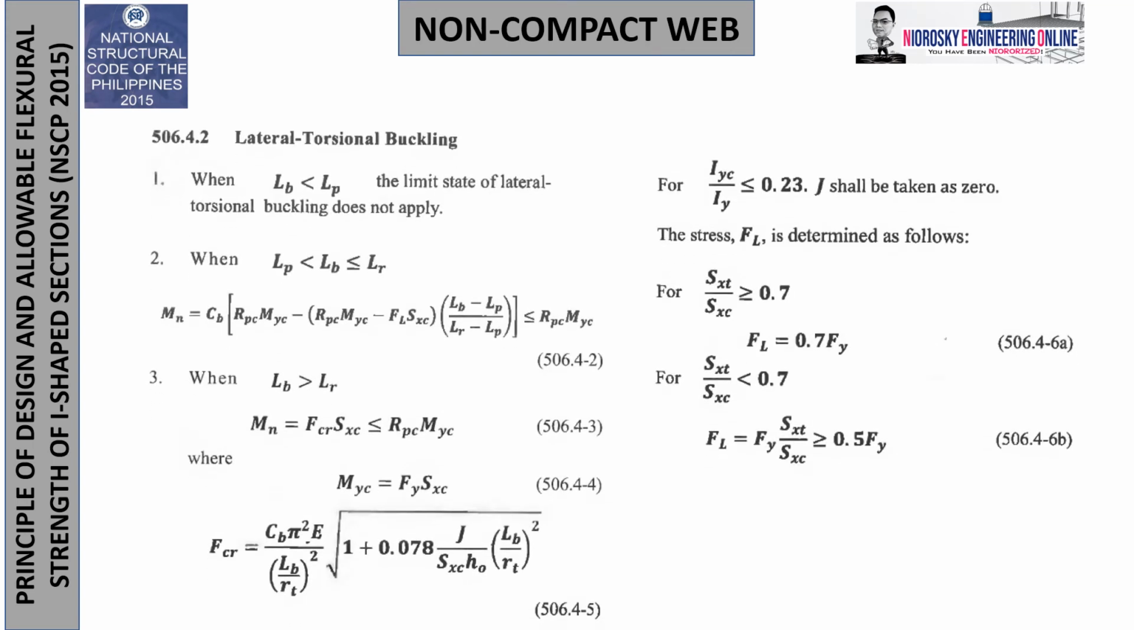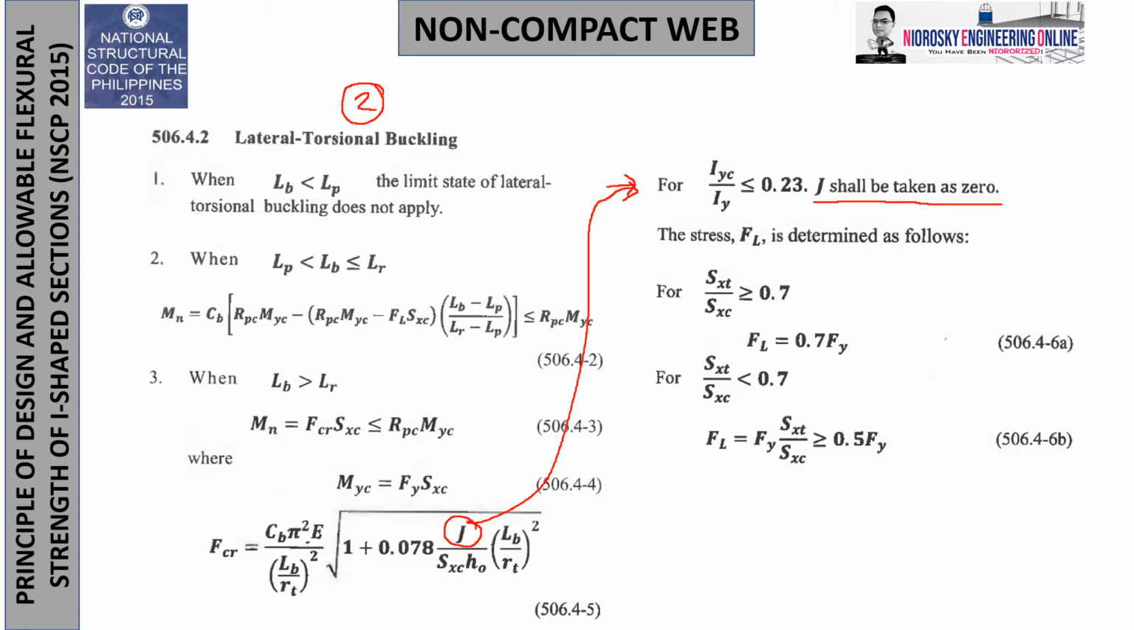Okay, for number 2 criterion, the lateral torsional buckling in accordance to 506.4.2. So, pagpipilian natin yung Lb, Lp, tsaka Lr ulit. So, may pagpipilian ulit, ano? So, tingnan natin kung saan mag-fall under, then follow this flowchart. So, sinabi naman dito ng kompleto kung paano kino-compute yung mga nominal moment capacity. Okay? So, may mga aspect ratios tayong titingnan. For Iyc over Iy that is less or equal to 0.23, then J shall be taken as 0. Tandaan po ninyo. So, bago nyo lagyan ng value yung J, related siya dito. Okay? So, J will be 0.